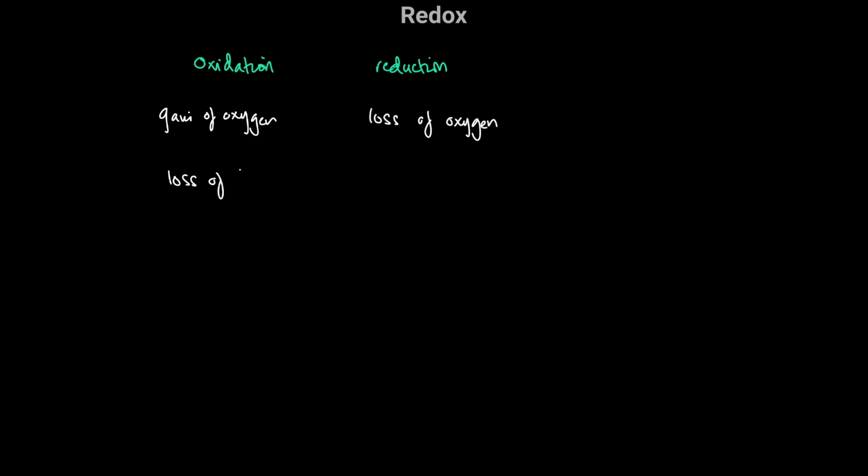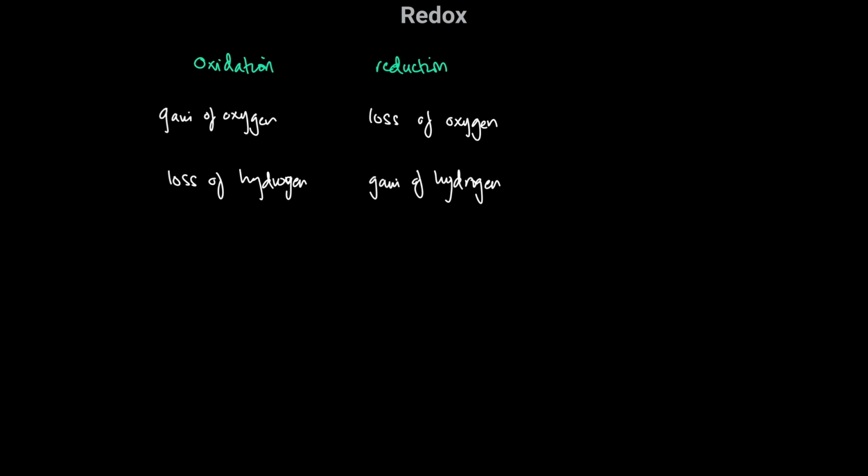So here's a table of what we mean by oxidation and reduction. Oxidation refers to a gain of oxygen. Reduction refers to a loss of oxygen. Oxidation may also refer to a loss of hydrogen. Reduction can be referred to as a gain of hydrogen. As I said, these are older ways and less precise ways of defining oxidation and reduction.